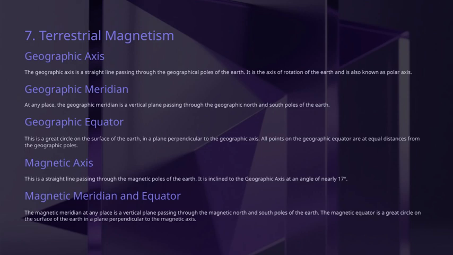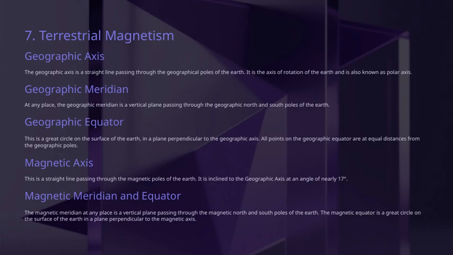Speaking of the geographic axis, it's a straight line passing through the Earth's geographic poles, and it's also known as the polar axis. This is the axis around which the Earth rotates, defining the geographic poles and the equator.